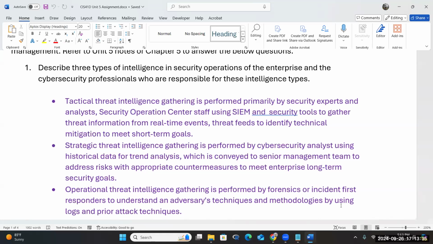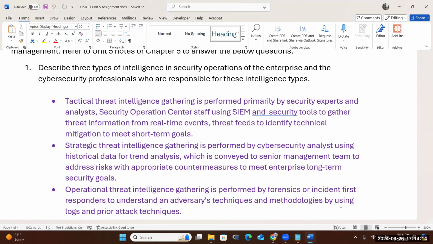So sometimes if you don't have an analyst, that can be performed by a security professional in the Security Operations Center. And we can use SIEM and security tools to gather threat information from real-time events. So that can be network traffic. It can also be incidents that we've seen or dealt with. And also, we would need to pull the threat feeds, news, and updates that would relate to the technology that we're using to identify technical mitigation to meet short-term goals.